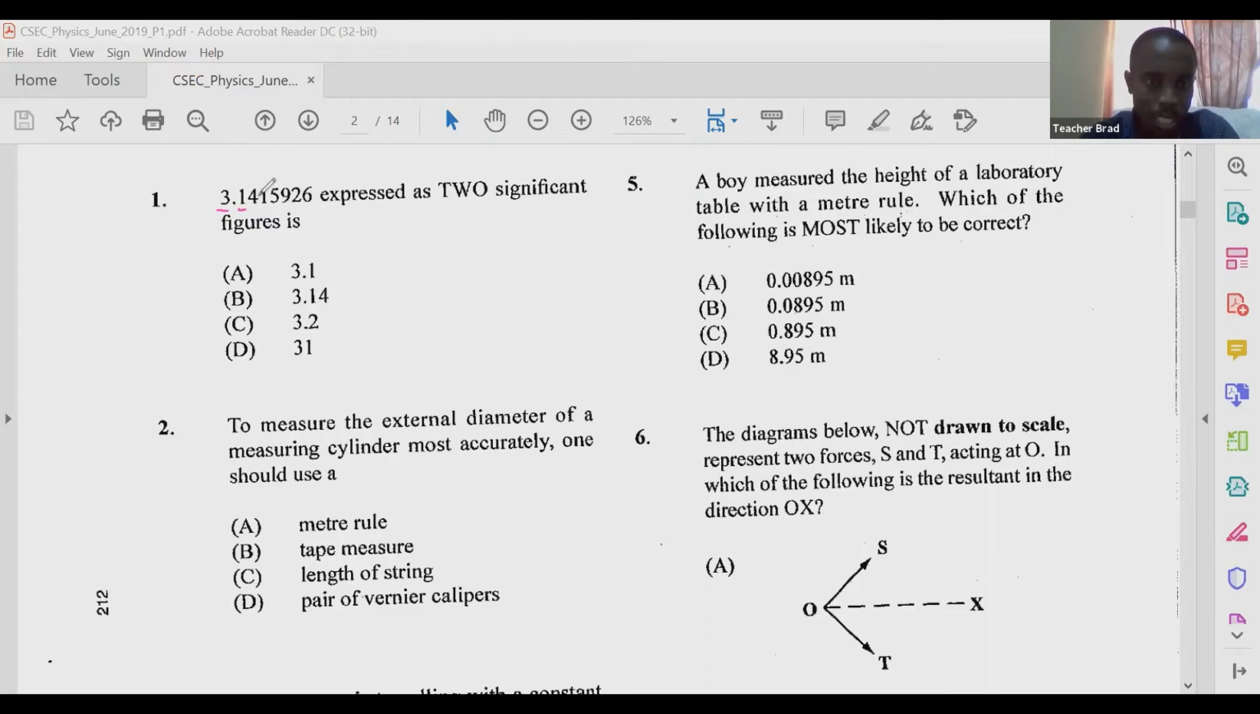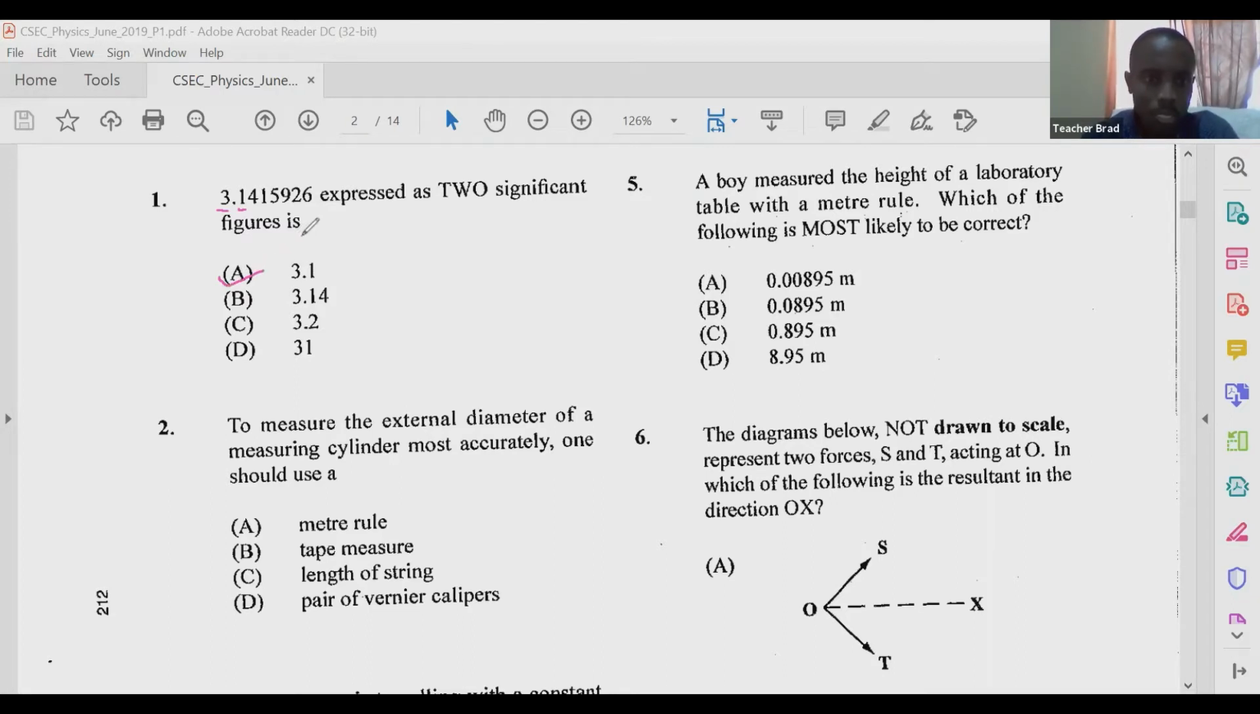So when it's less than 5, you just simply drop that off. If it was 5 or more, then we would round up to 3.2. So in this case, it's 3.1. So the answer for this one is 3.1.